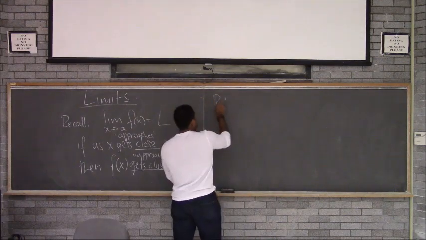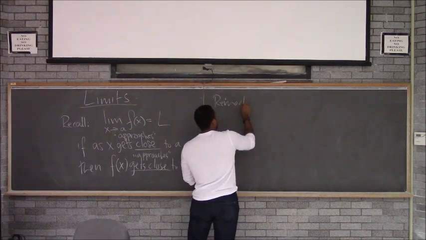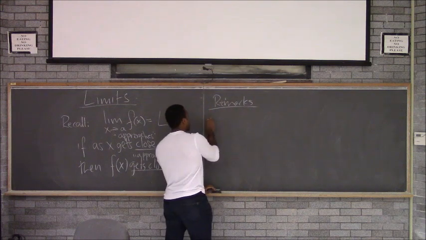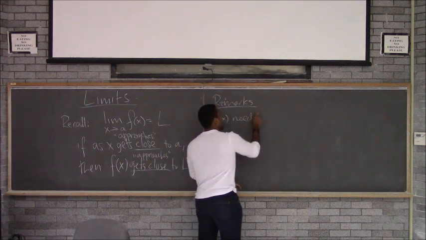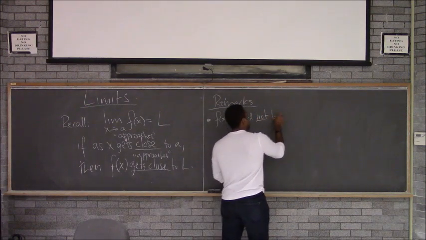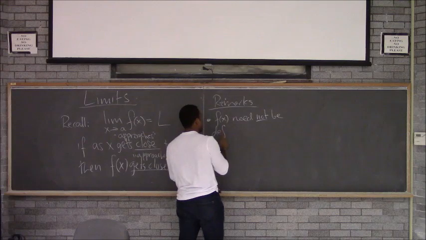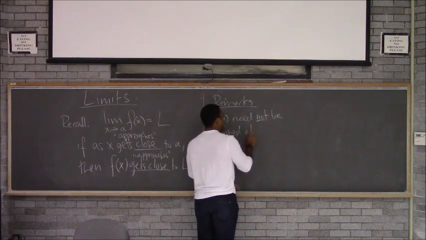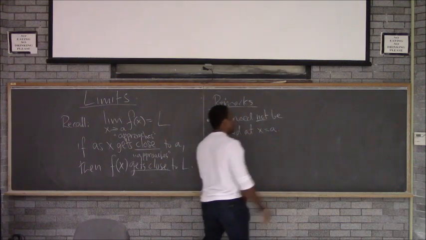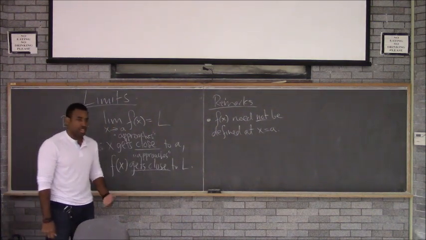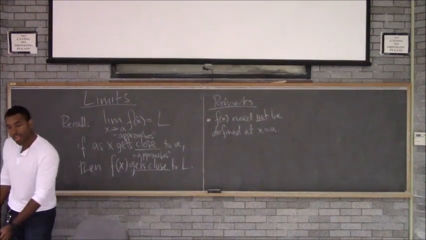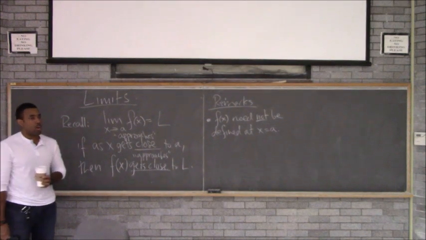Now, of course, some remarks. One, f of x need not be defined at x equals a. So you don't have to actually be able to get to the point. That's a very important thing. A limit is different from just plugging in a point and just computing a y value.